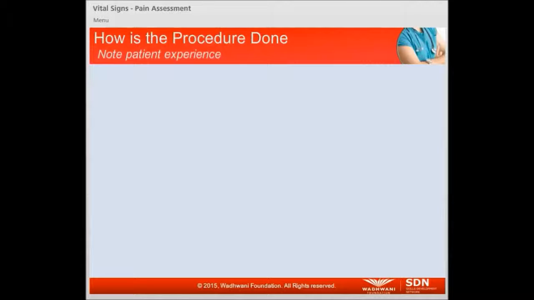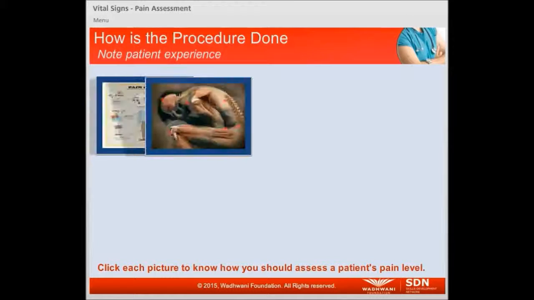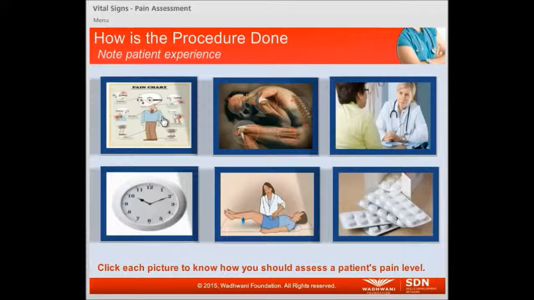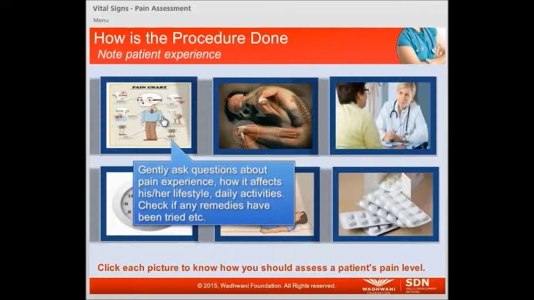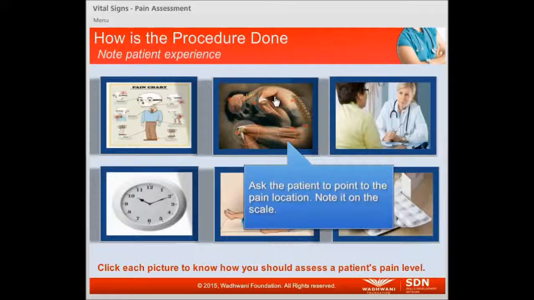Note patient experience. Click each picture to know how you should assess a patient's pain level. History of pain: gently ask questions about pain experience, how it affects his or her lifestyle or daily activities. Check if any remedies have been tried, etc. Location of the pain: ask the patient to point to the pain location. Note it on the scale.